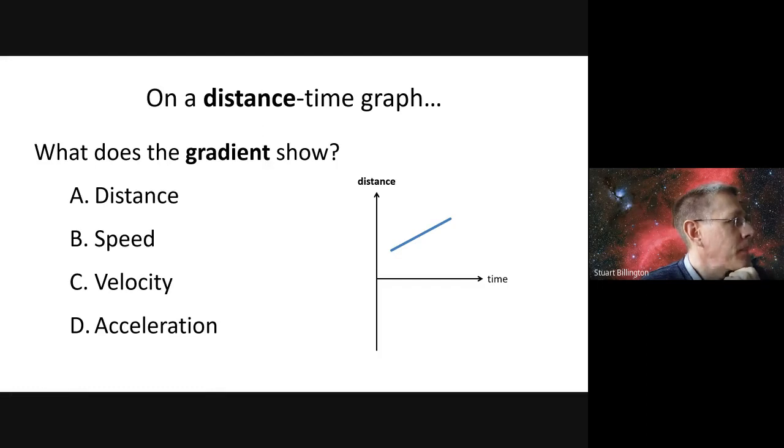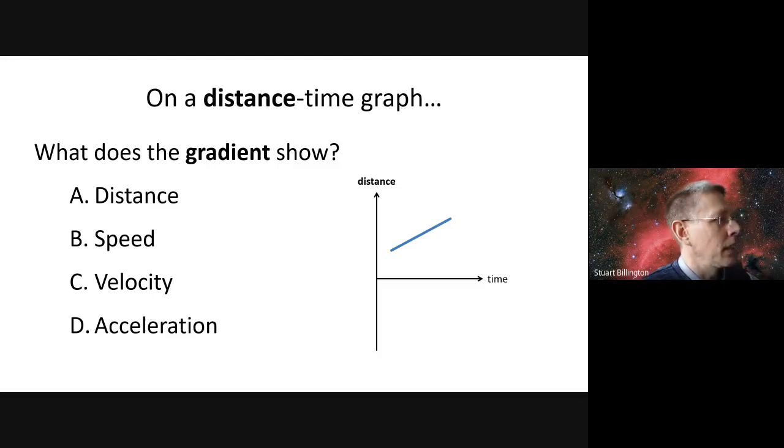Okay. I'm looking at a screen full of Bs with 1 C and 3 Ds. So it does represent the speed. It doesn't represent the acceleration. So the couple of Ds are wrong. But actually, the best answer is C, the velocity, because gradients can be positive or negative, and we're using that to represent the direction, which is the velocity. So B isn't wrong, but C is better.